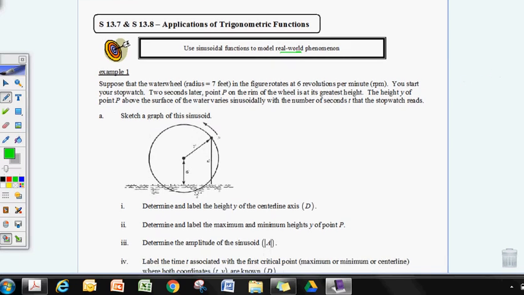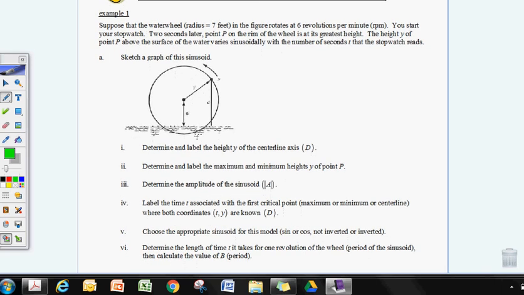And I highly suggest that you try to write or draw out the picture of what's happening here. So you have to read this, and it says, suppose the water wheel with a radius of 7. So I'm hoping that you see that this number here is 7. And the figure rotates 6 revolutions per minute. This is going to give us some information in just a minute. You start your watch. 2 seconds later, it's at the greatest height. This is going to be something that we're going to use.